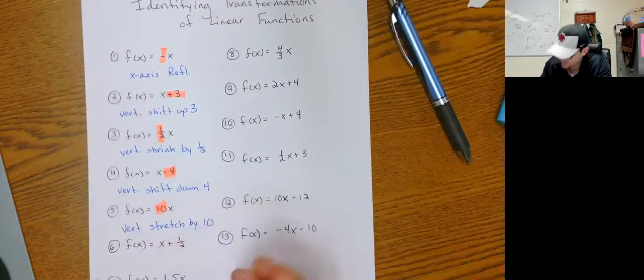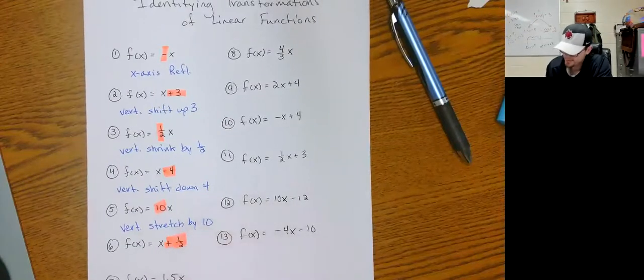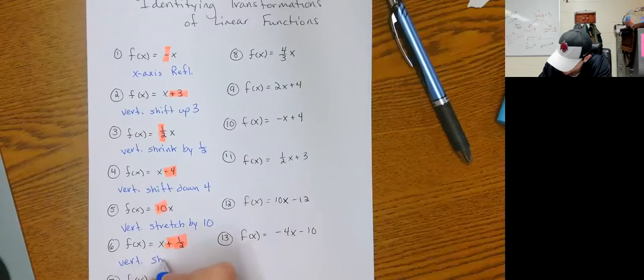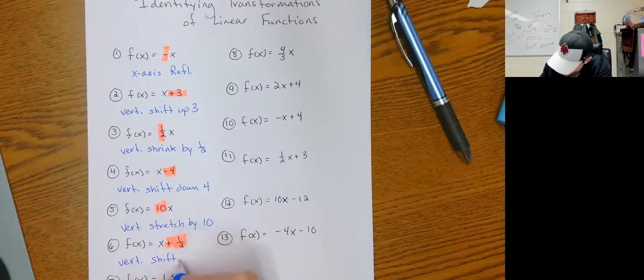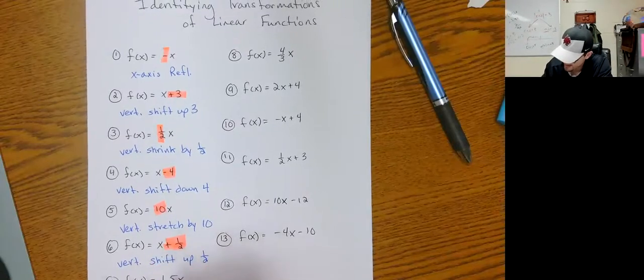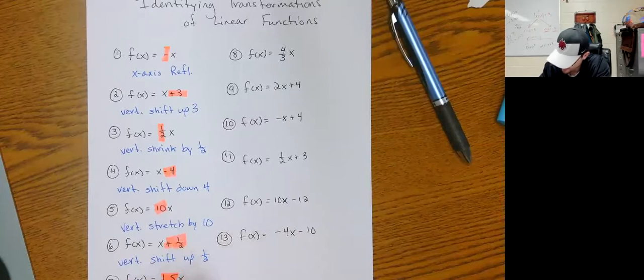All right, this one we're adding on a half, so that would be a vertical shift up 1/2. This one we're multiplying by a number greater than 1, so that would be a vertical stretch by 1.5.